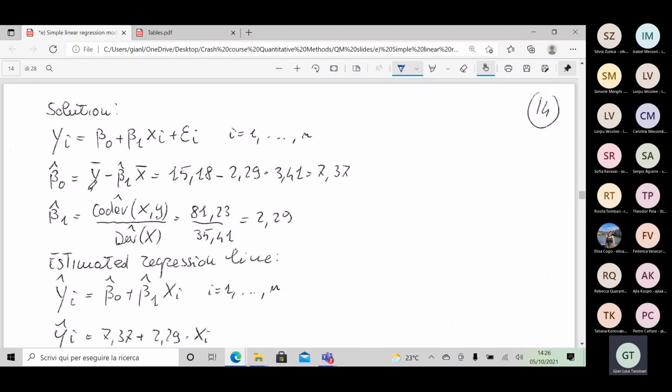You see that in order to compute beta 0 hat, you need the arithmetic mean of y, we have it, the arithmetic mean of x, we have it, but you need also beta 1 hat. So therefore, it is fundamental to compute first beta 1 hat. Beta 1 hat, if you remember, is the covariance between x and y divided by the variance of x, or alternatively, the codeviance divided by the deviance of the regressor. Since we have already computed the codeviance in the previous step and also the deviance, we can simply do codeviance divided by the deviance of x. These numbers are reported in point A, in the first point. So we got that beta 1 hat is 2.29.